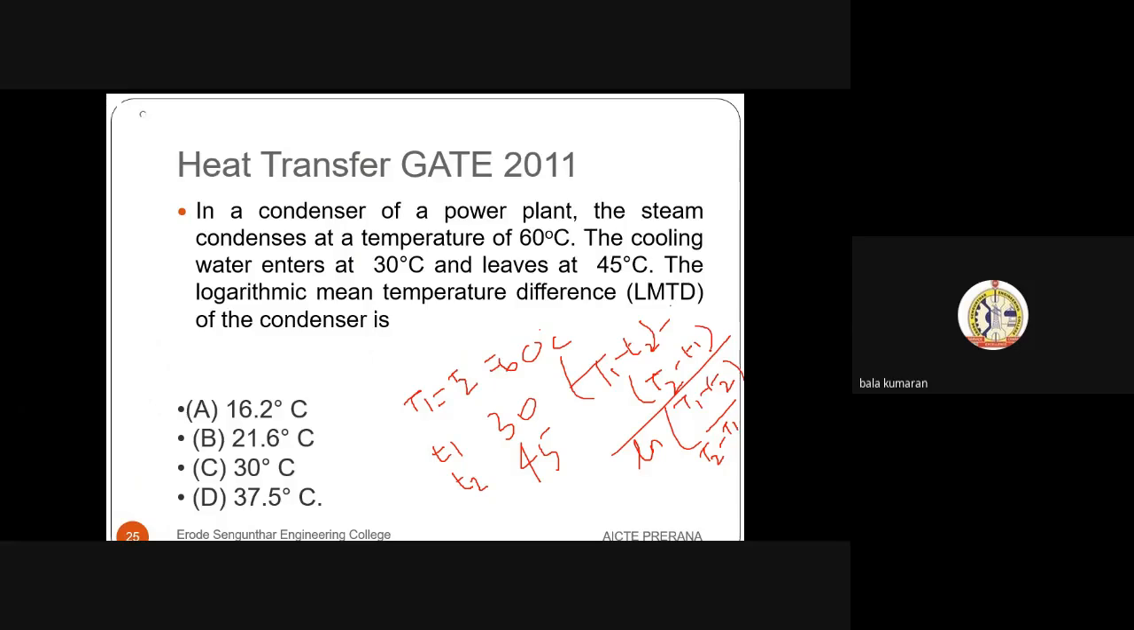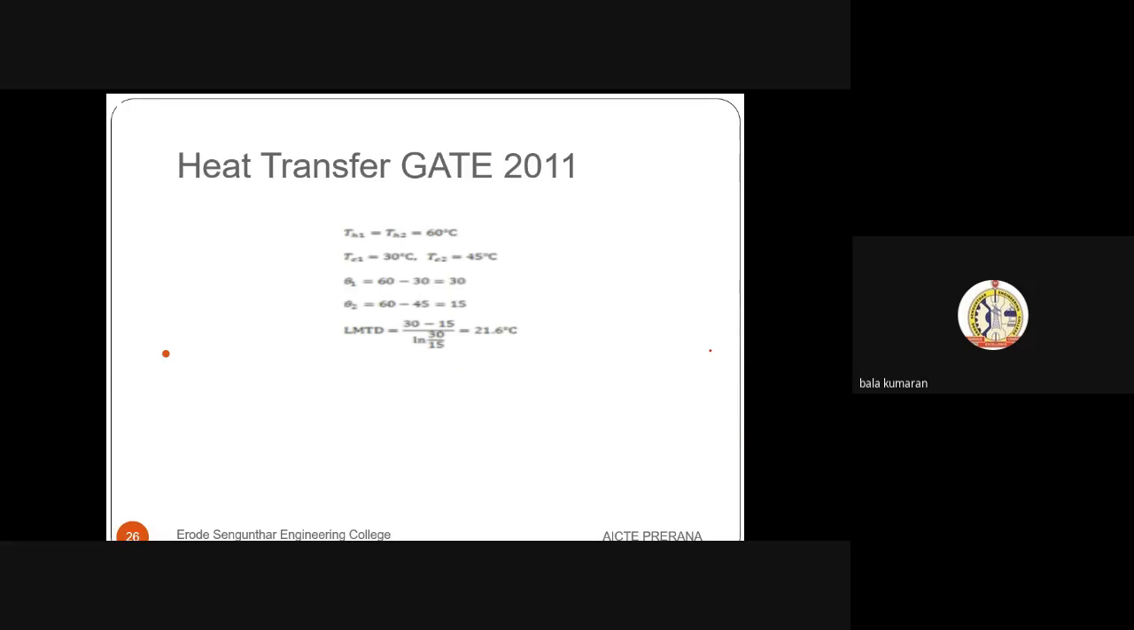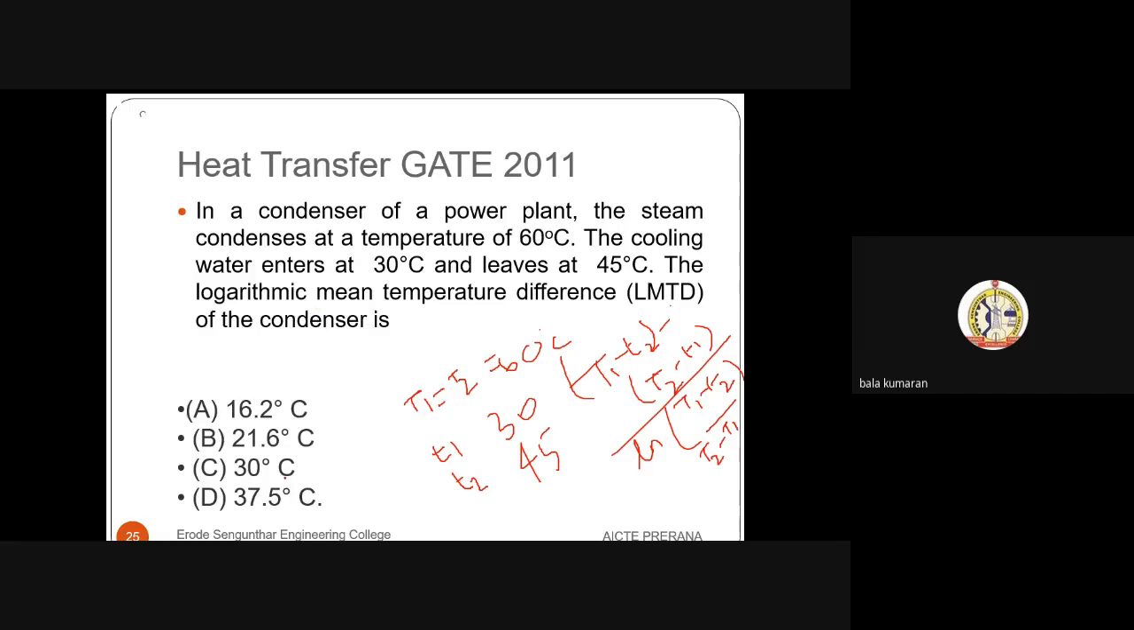Okay, capital T1 and T2: 60 minus T2 is 45, and T1 is 30, divided by ln of T1 minus T2, that is 60 minus 45, answer is 15, divided by T2 minus T1, which is 60 minus 30, that is 30. 15 by 30, right? Yeah, 30 by 15, 30 minus 15. The answer is 21.6 degrees Celsius. So answer B is the correct answer.